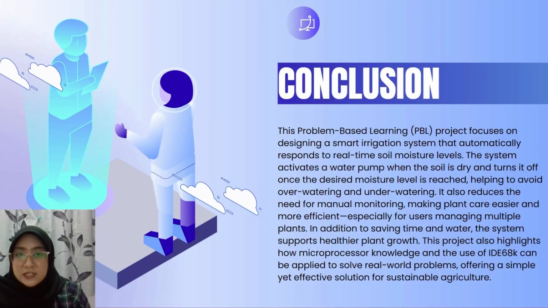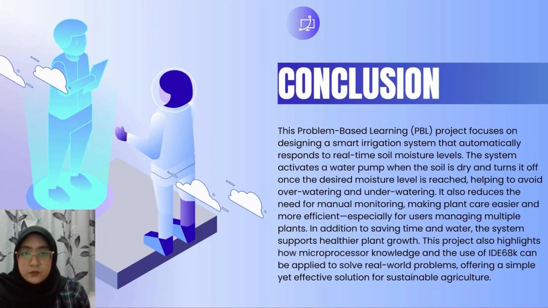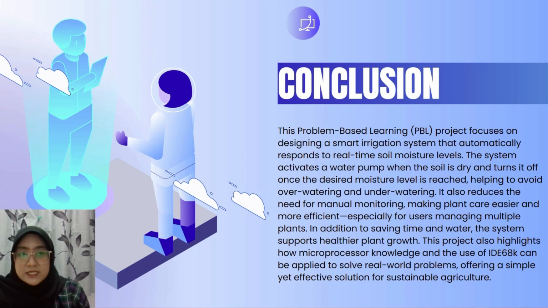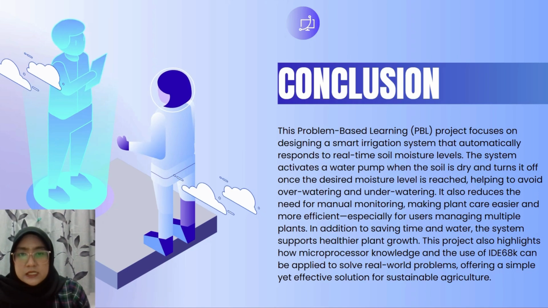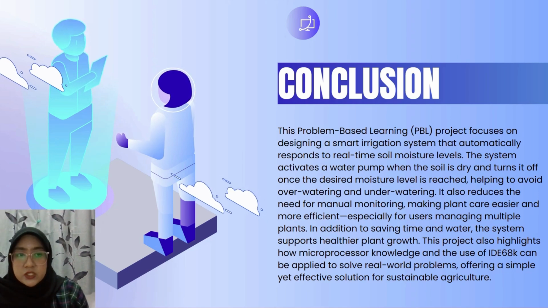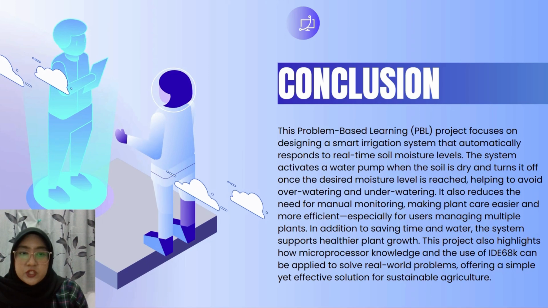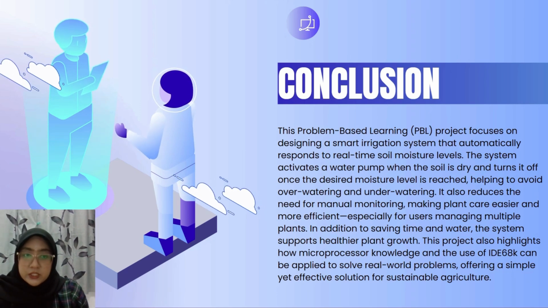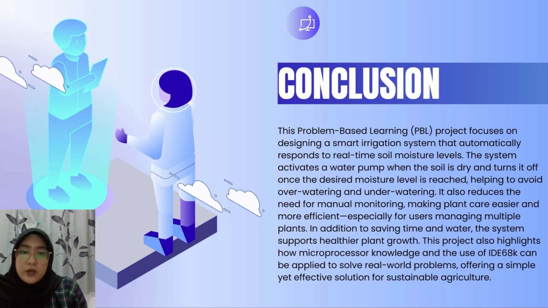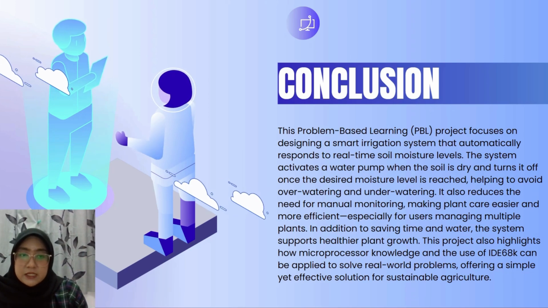In conclusion, this problem-based learning (PBL) project focuses on designing a smart irrigation system that automatically responds to real-time soil moisture levels. The system activates a water pump when the soil is dry and turns it off once the desired moisture level is reached, helping to avoid overwatering and underwatering. It also reduces the need for manual monitoring, making plant care easier and more efficient, especially for users managing multiple plants.